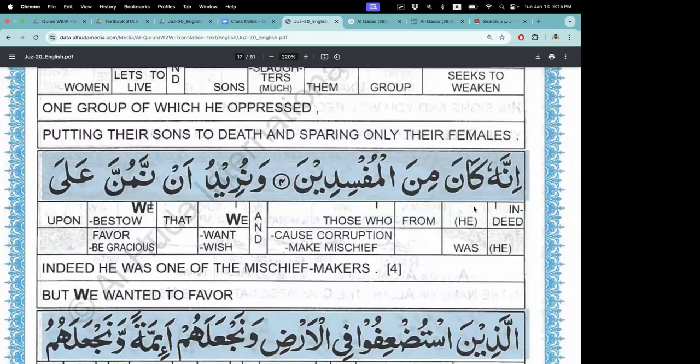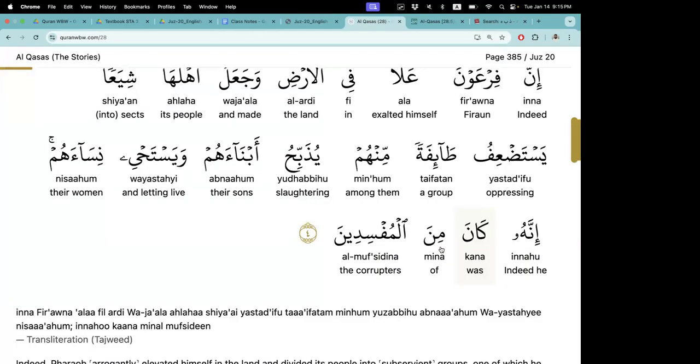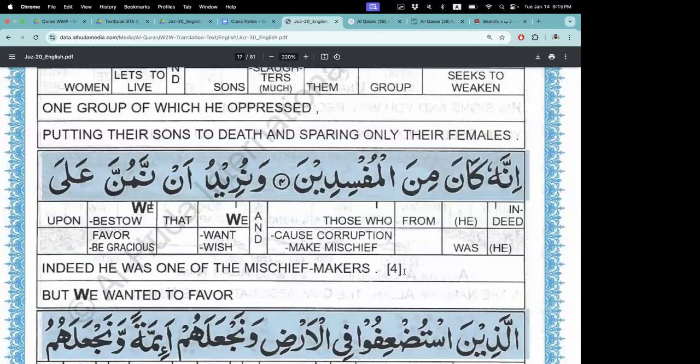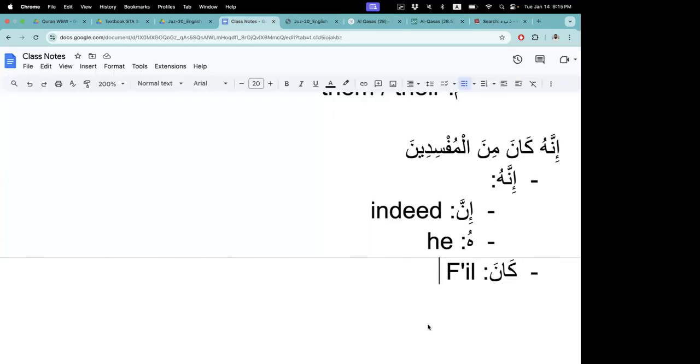But this is a fi'l that is telling you someone was something or will be something, etc. Right? So it doesn't have an action necessarily, but it has the same construct as an actor and an action. Indeed, he, so this is a fi'l, which means he was. Innahu kana. Now let's look at the next word. The root letter of kana we can ignore for now. I'll come back to that later.